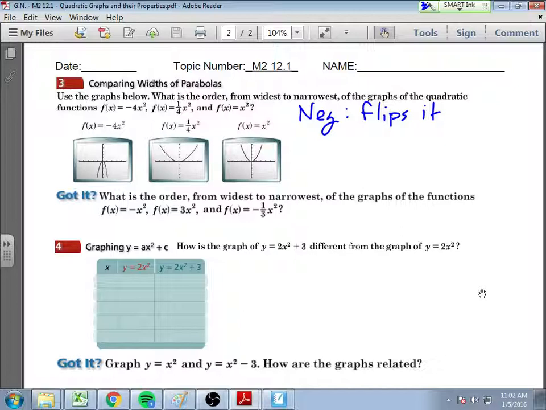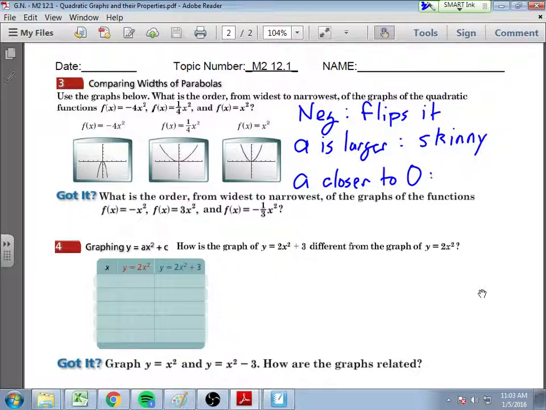How do we want to phrase for the narrower or wider? So because we talked about a x squared, when a is larger, we get skinnier. You writing this down, Ben? And as a is smaller, or closer to 0, we get wider.